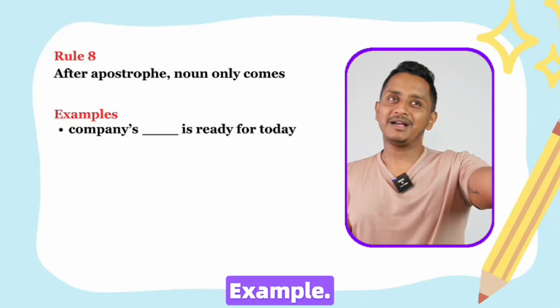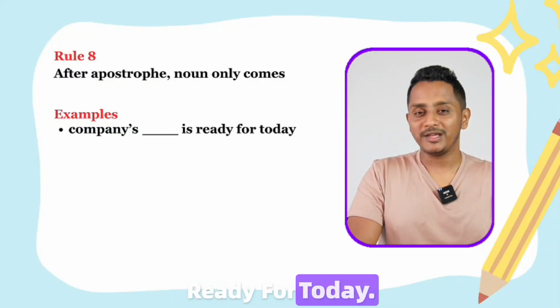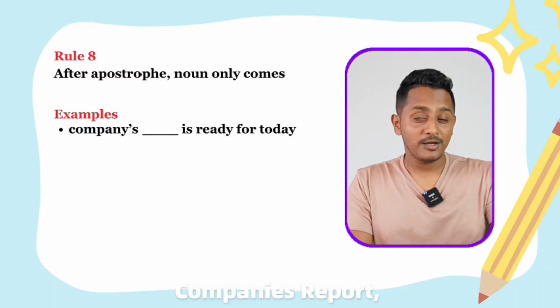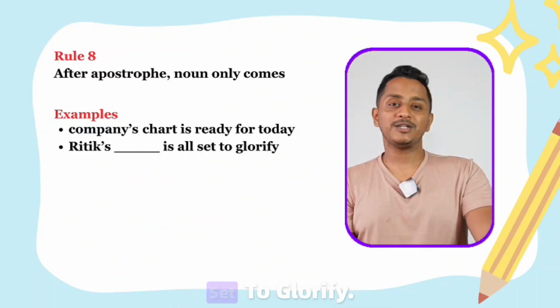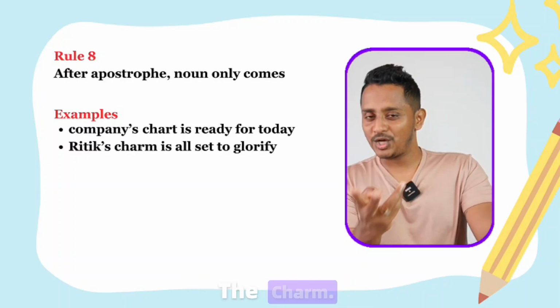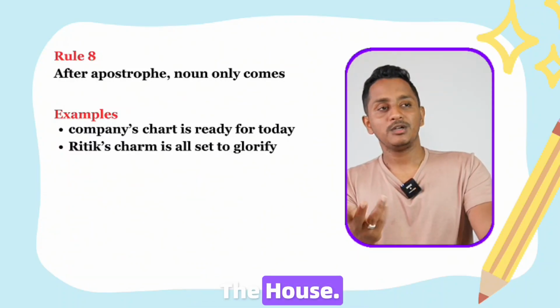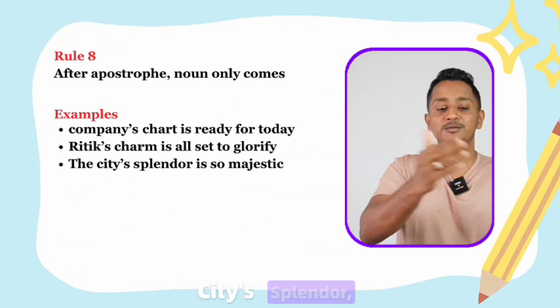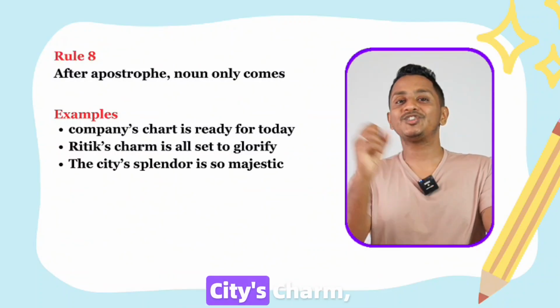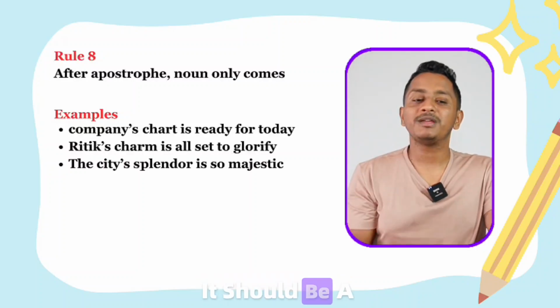Look at this example. Company's dash is ready for today. Company's progress, company's report, company's chart. Noun only has to come. Ritik's dash is all set to glorify. Ritik's charm, the charm. Ritik's house, the house. Ritik's performance, the performance. Noun only has to come. The city's splendor, the splendor. The city's charm, the charm. It should be a noun.